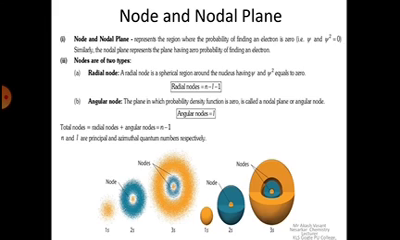Now, what is a node or nodal plane? As we are saying again and again, right? So, let us try to understand what is a node and a nodal plane. A node and a nodal plane represent the region where the probability of finding an electron is zero, that is psi or psi square is equal to 0. Similarly, the nodal plane represents the plane having zero probability of finding an electron. So, see, a node or nodal plane represents what? It is simply a region where no electron is present.